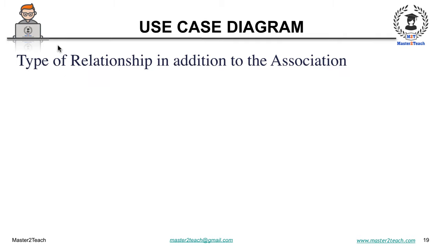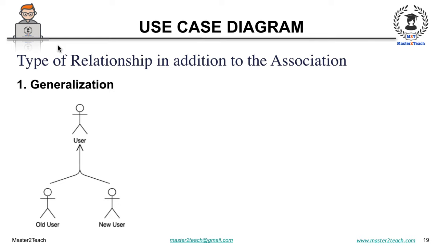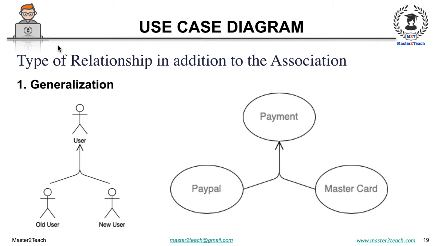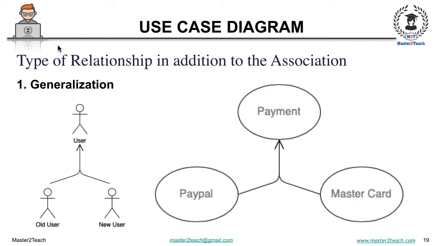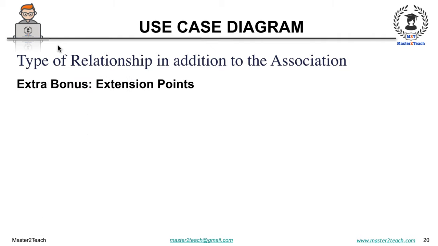Another type of relationship is generalization, also known as inheritance. Generalization shows the relationship between the parent and the child use case. In simple words, generalization shows the type of actor or use case in the system. For the generalization relationship, draw a solid line with an arrow from the child use case or actor to the parent use case or actor, as shown in the figure. For example, the system may have a new customer as well as an old customer, which can be shown in generalization as here.